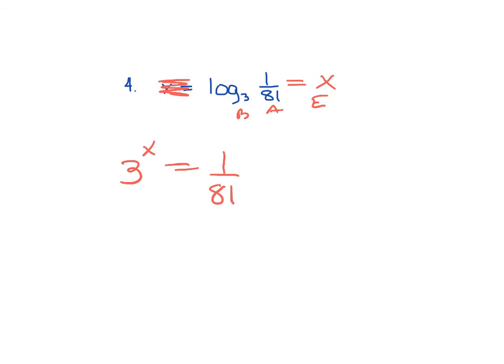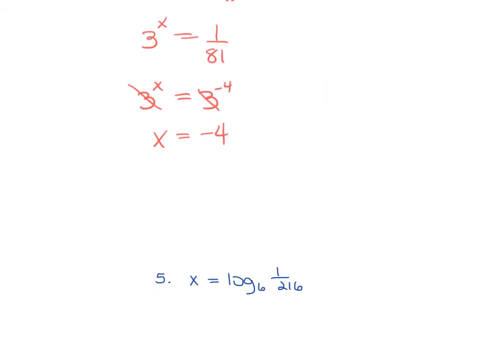I'm going to make the 81 3 to the negative 4. And now that the bases are the same, get rid of them, and x equals negative 4. Now, again, some of these are easy. You can look at them and you can figure out what that exponent is. Yes? Will we get fractions and exponents? Yes. There was one at the bottom.